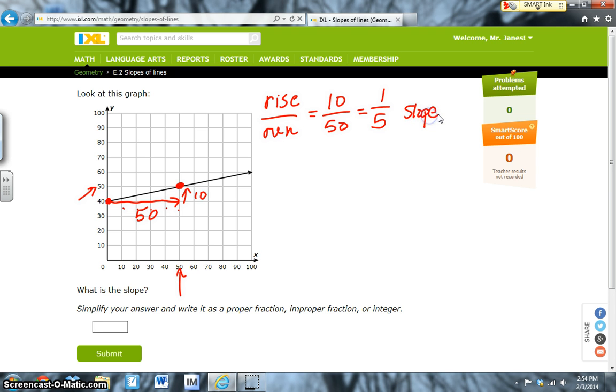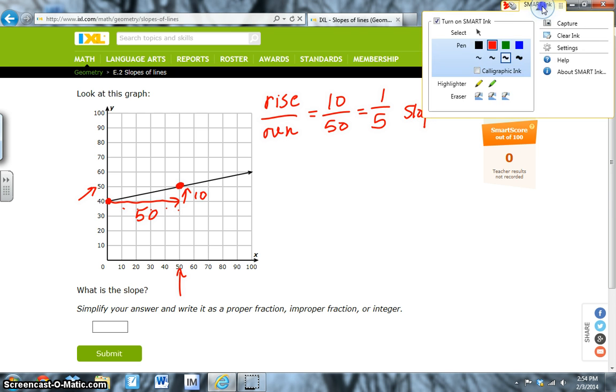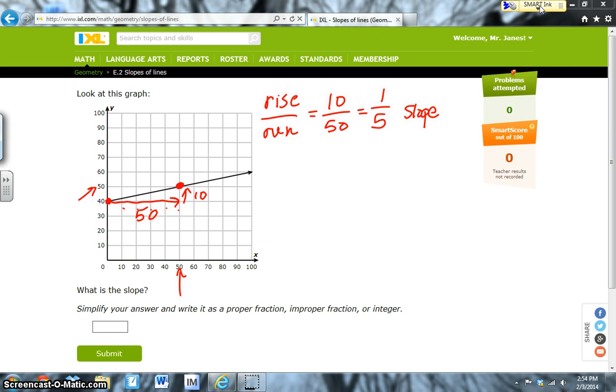Okay, that's our slope. Now there's a couple other ways to do slope, right? It doesn't have to be rise over run. Some people remember it as change in y over change in x. So let's say we had points here. This point would be 0, 40. So 0, 40 is our first point. And our second point would be 50, 50.